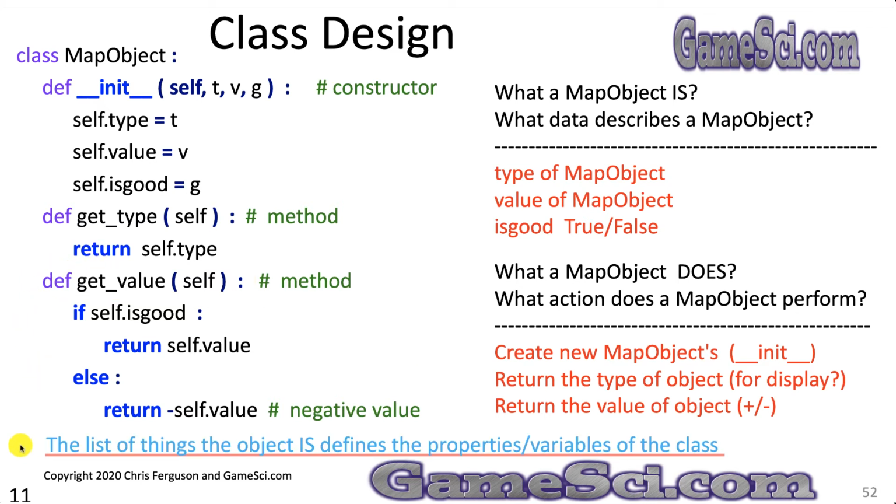To summarize, the list of the things the object is defines the properties/variables of the class. This is what describes a map object. Those are the variables I need to create. The list of things the object does defines the methods/functions of the class. This is a list of things I want my map object to do. Therefore, that's the methods or functions I need to write inside my map object class.